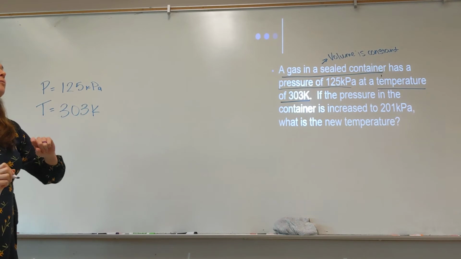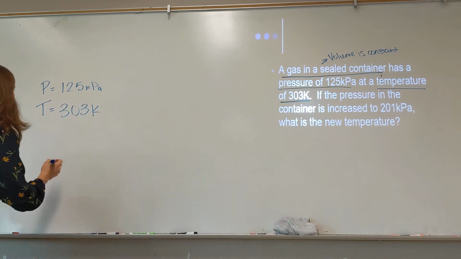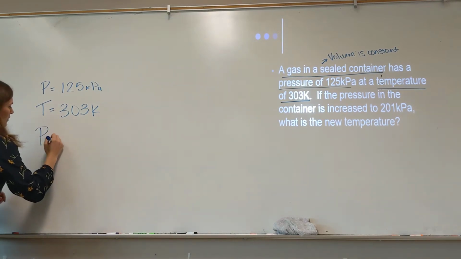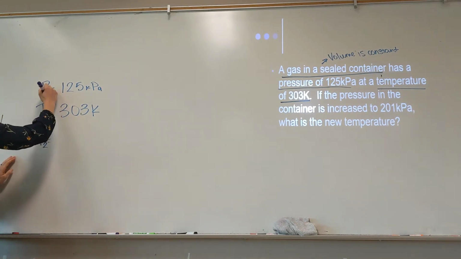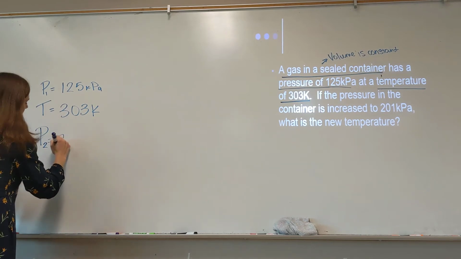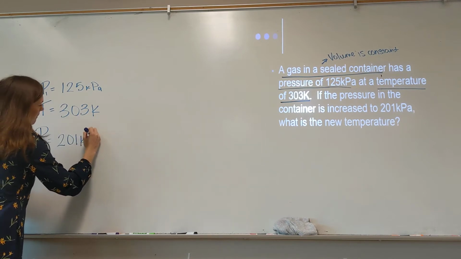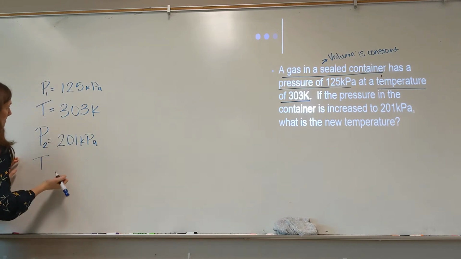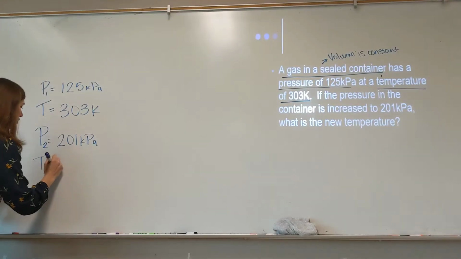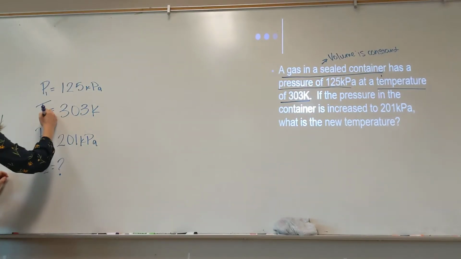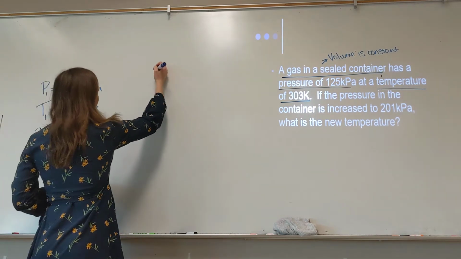Then it says if the pressure in the container is increased to 201 kPa, so it's telling me that this pressure is changing over time. So that's going to be my pressure 2, and this is my pressure 1. It wants to know what the new temperature will be, so that would be my T2, my question mark. This would be T1. All right, so I'm going to set up my formula.